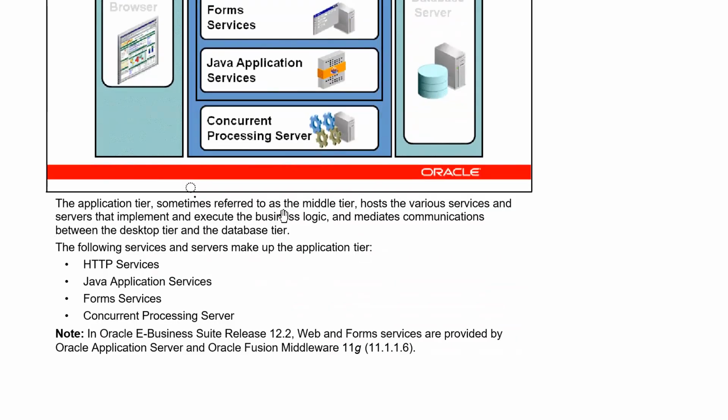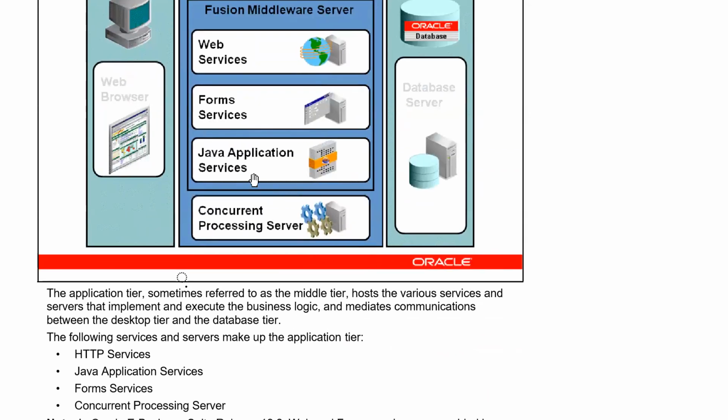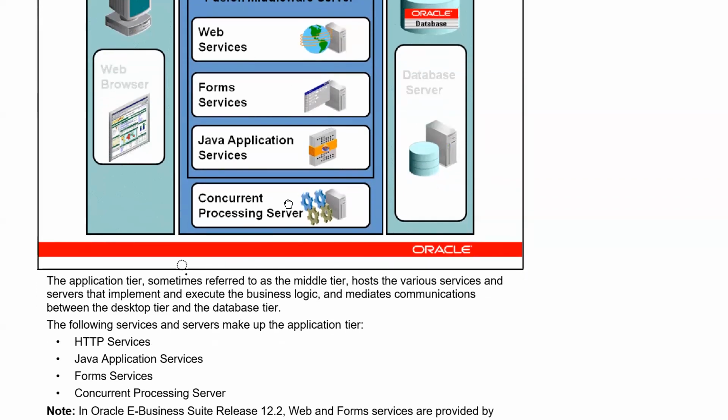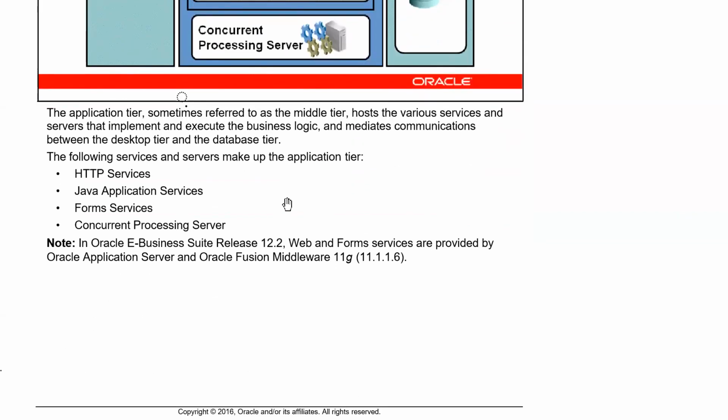The application tier, sometimes referred to as the middle tier, hosts the various hosts and servers that implement and execute the business logic. Your entire business logic is available in the middle tier in the form of packages, procedures, and triggers, and it mediates communications between the desktop and the database tier. From the desktop tier, you cannot connect to the database tier. From your laptop, you connect to the application, and through the application, it connects to the database for any of your day-to-day transactions.